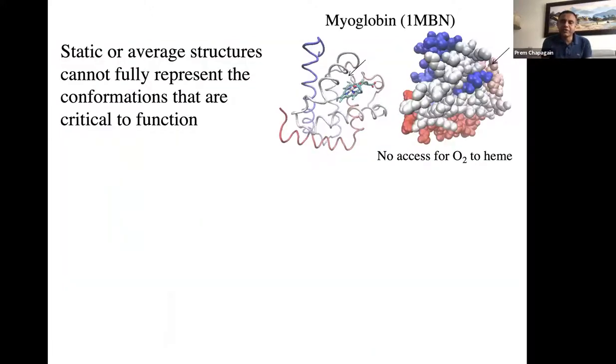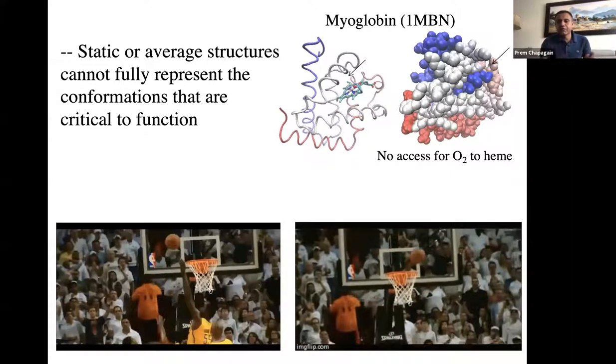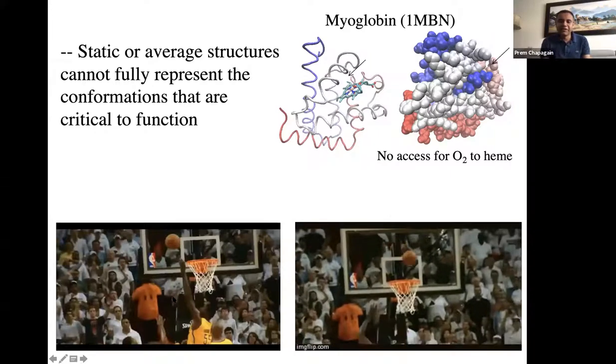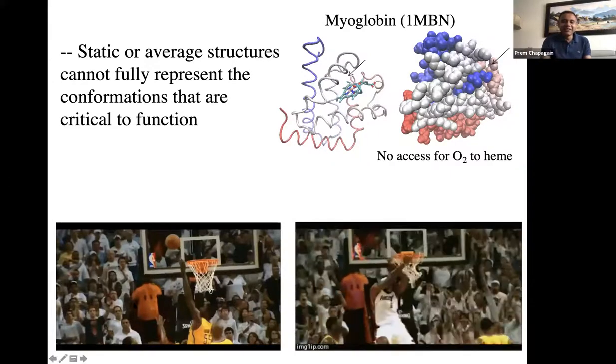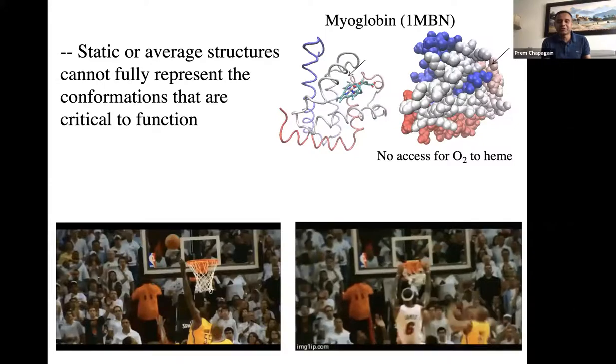So let's start with the structure of the myoglobin. We have these structures in the protein data bank, but in order to look at their function, we need to get the dynamics. The static or average structures cannot fully represent the function of the molecules. It is almost like looking at a static snapshot versus a movie. I grabbed this from a Miami Heat game. If you look at this static structure, you don't know what's going to happen. Protein crystal structures are almost like that.